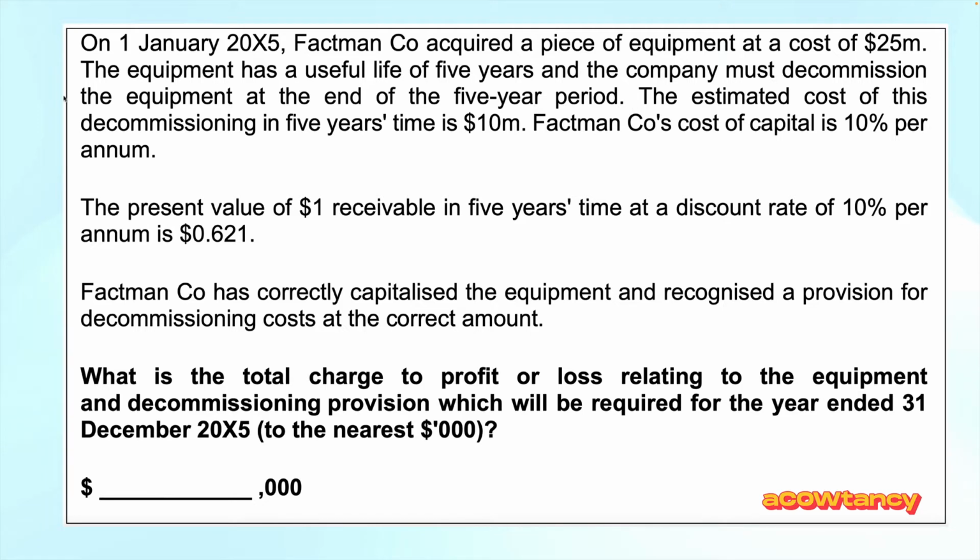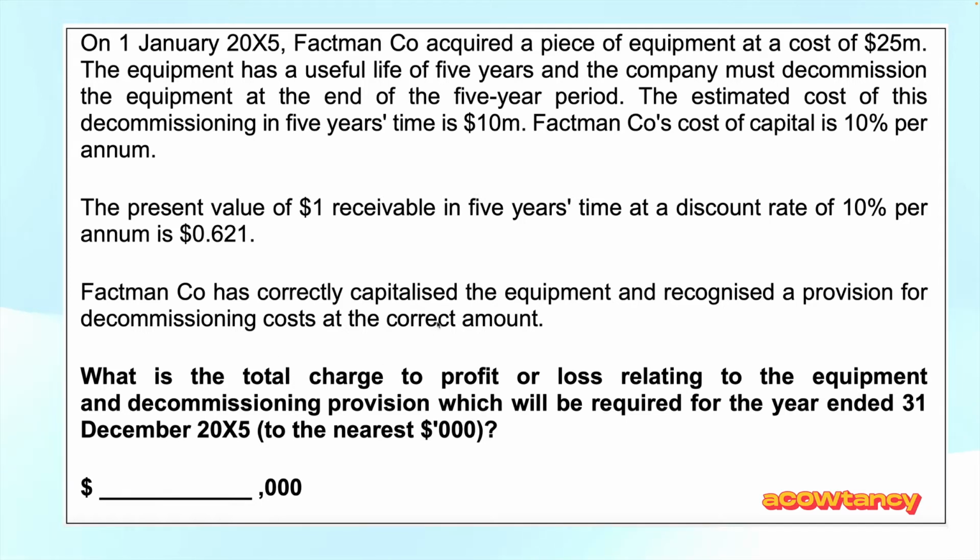And at the end of the 5 years, this decommissioning is going to cost 10 million. So that's in 5 years' time, this extra 10 million above the 25. Anything in 5 years' time needs discounting down. And it tells you that the cost of capital is 10% and the present value in 5 years' time of a discount rate of 10% is 0.621. So you now know you have to discount it down by times in 10 by 0.621.